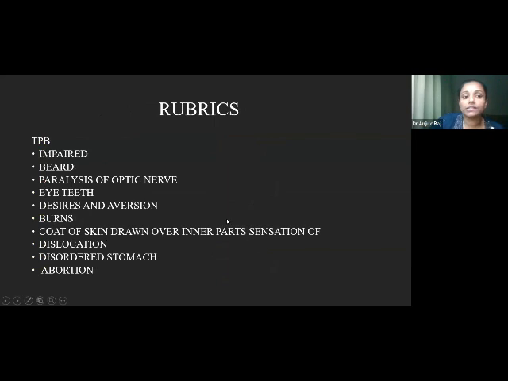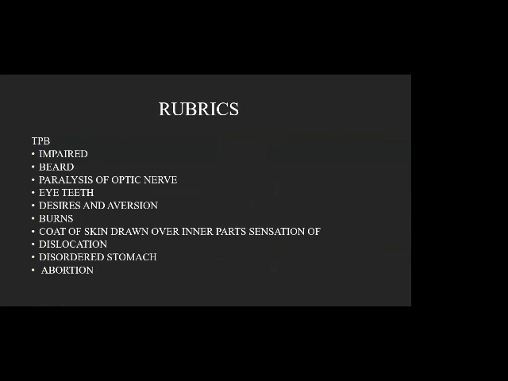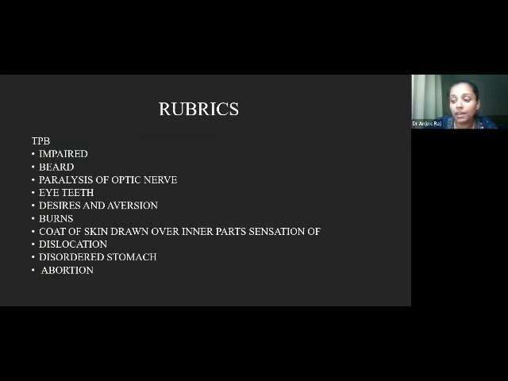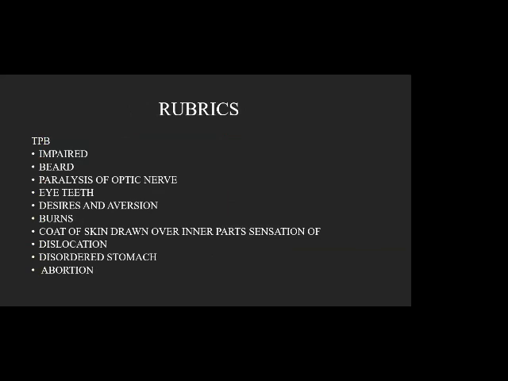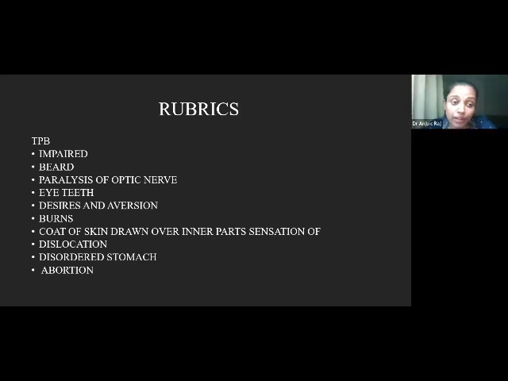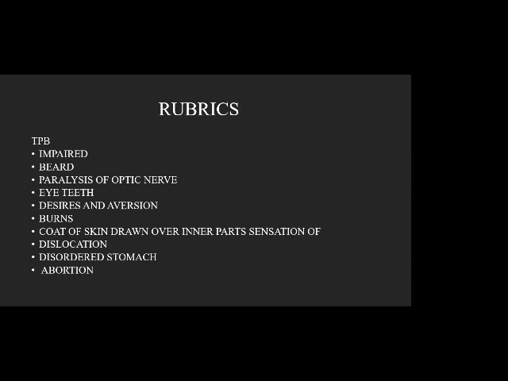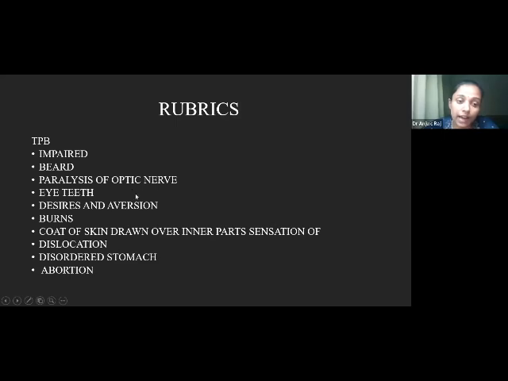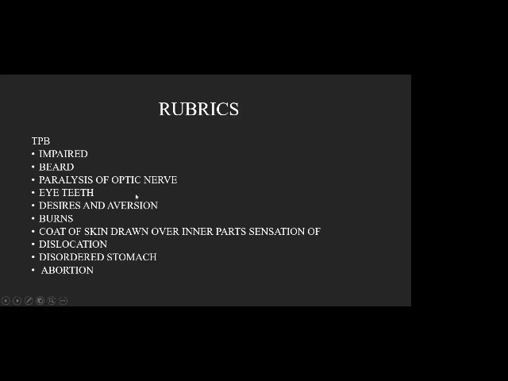So you can answer this in the BTP. First, we can start with the BTP. Impaired, where do we get it? Intellect. It will be easy if you study like that. Okay. Beard. External. External head. Yes. Impaired beard, we can get in the external head. Paralysis of optic nerve, vision. Then eye, teeth. Teeth.